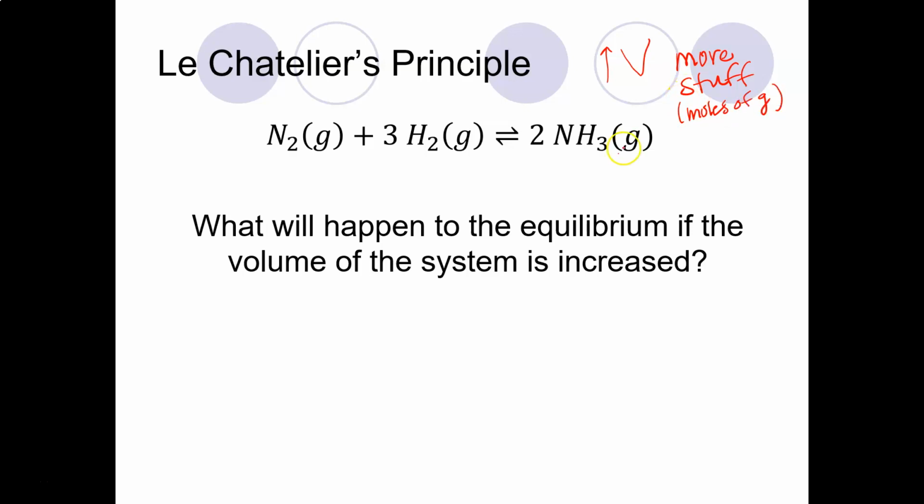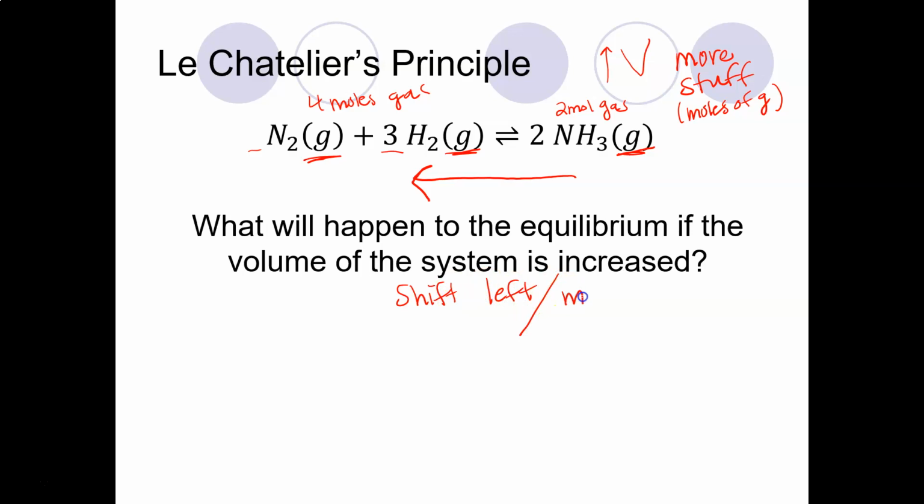So we're only looking at things that are gases. Well, with this reaction, all of them are. So on the products side over here, there are 2 moles of gas. And on the reactant side, there are 3 plus 1, so there are 4 moles of gas. So if the volume increases, this reaction needs to get bigger to fill its container. So it's going to shift towards the side that will make more gas, which means shift to the left or more reactants.